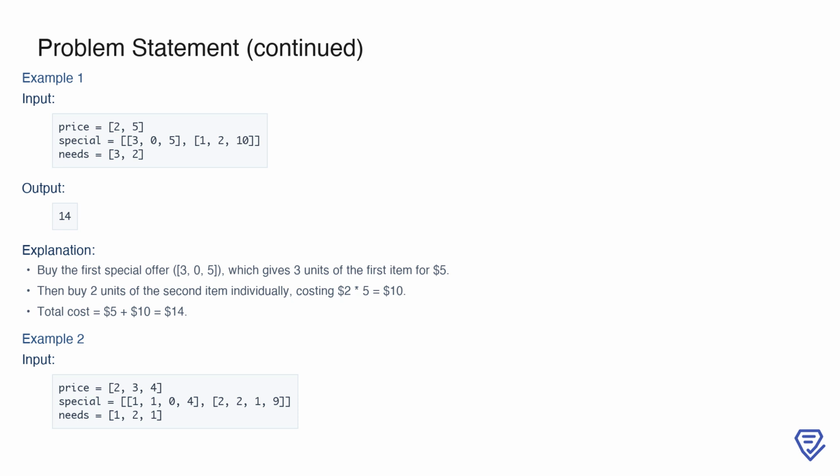To minimize the cost, you can purchase the first special offer, which fulfills the need for 3 units of the first item and costs $5. Then, you buy the remaining 2 units of the second item individually, which costs $5 per unit, totaling $10. Adding these together, the total cost is $14.